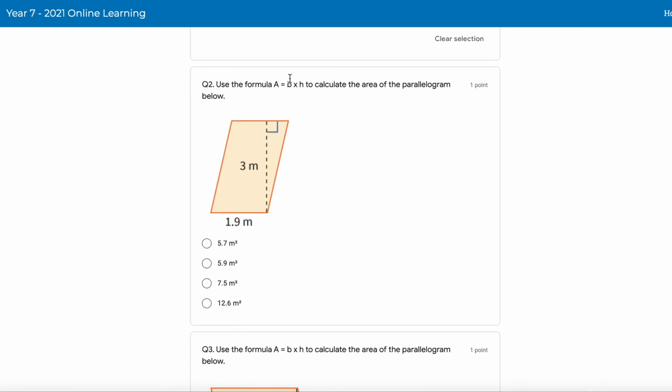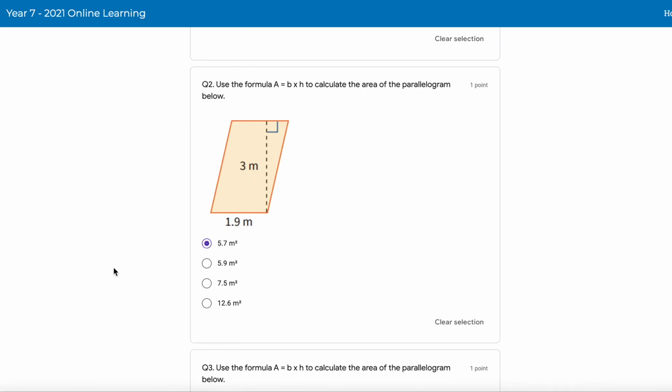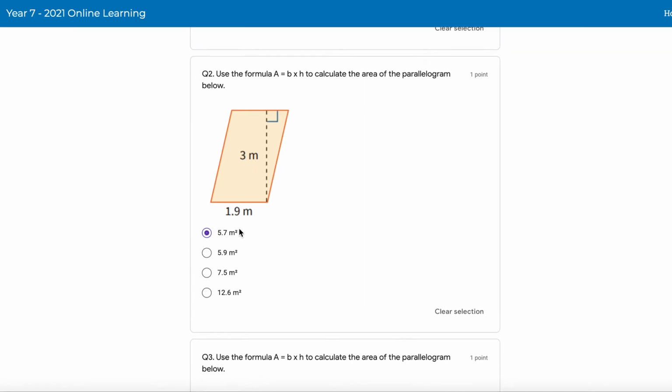Okay, use the formula area equals base times height to calculate the area of the parallelogram below. So again, same thing, we've got a base of 1.9 this time, and we need to multiply it by the height, which in this case is 3 meters. So our answer is 5.7 square meters, remembering to change that unit so that it's got a little power of 2 here.